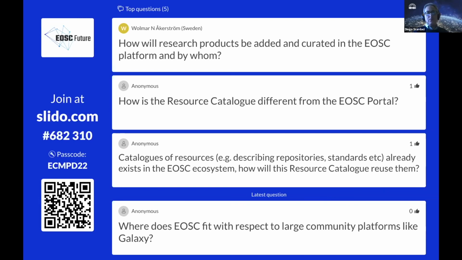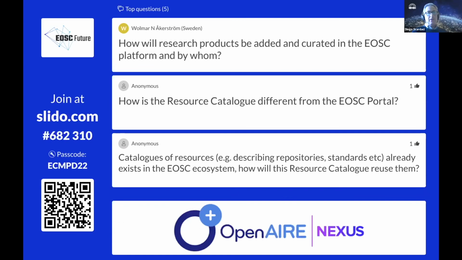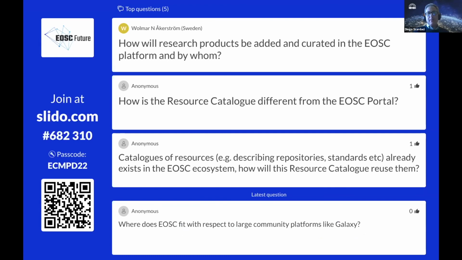So this means that we will offer APIs to register resources that are already available, but would also allow connecting third-party resource catalogs to the EOSC one. This means, for example, that a community with its own catalog can decide to publish a bunch of their resources in EOSC, or vice versa, can decide to pool some resources in EOSC and make them available to their own community, to their own catalog.